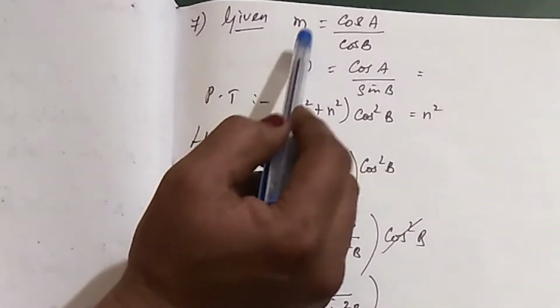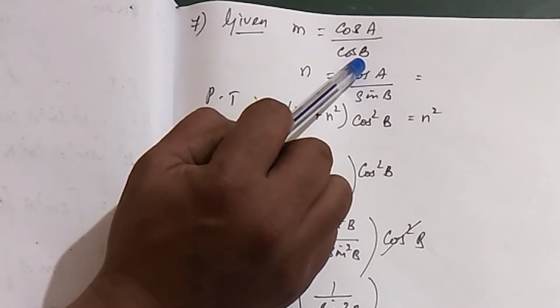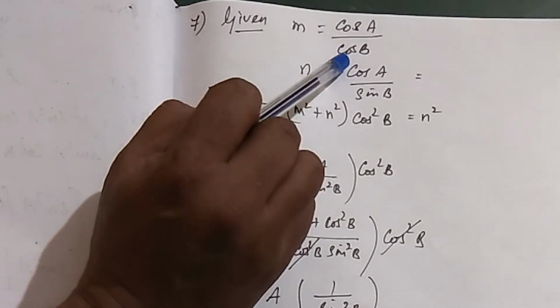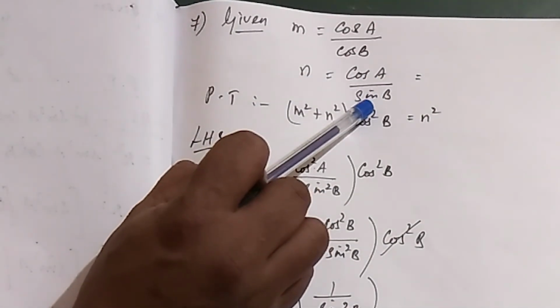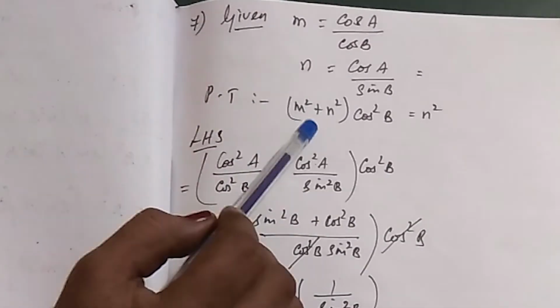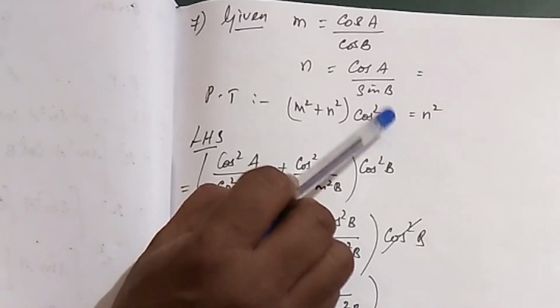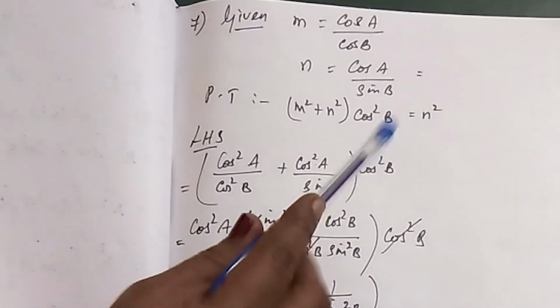Given m is equal to cos a upon cos b. n is equal to cos a upon sin b. These two are given and asking you to prove that m squared plus n squared into cos squared b is equal to n squared. So take the left hand side.